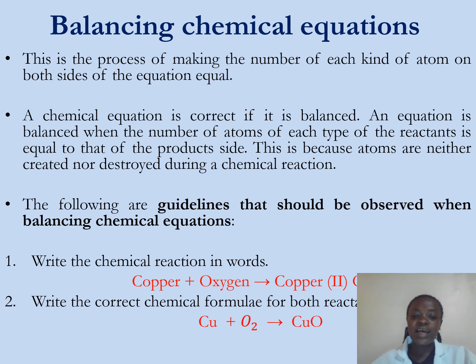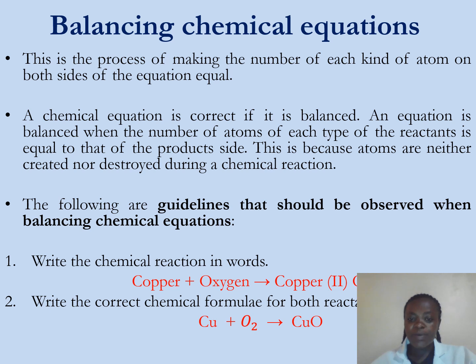Below are the guidelines that should be observed when balancing a chemical equation. So we are going to see how we balance chemical equations. The first step is to write the chemical reaction in words. For example, here I have used an example of the reaction between copper and oxygen. So this is the word equation. We saw how to write word equations in form 1, so that is not a big task.